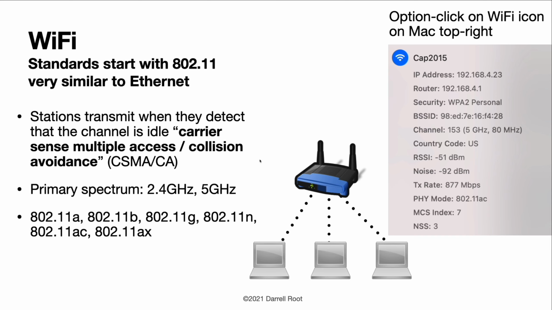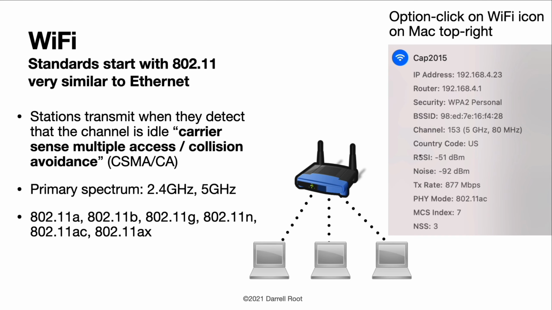One tool, at least on Mac OS, is the Wi-Fi icon at the top right of your Mac. If you option left click on it, then you can pull up information about your wireless network, not just your IP address and the router IP address, but the security level, the MAC address of the wireless access point, and the channel, which includes the band. You can see this is in the 5 gigahertz band. The country code is shown because different countries have different frequencies that are allowed for wireless.